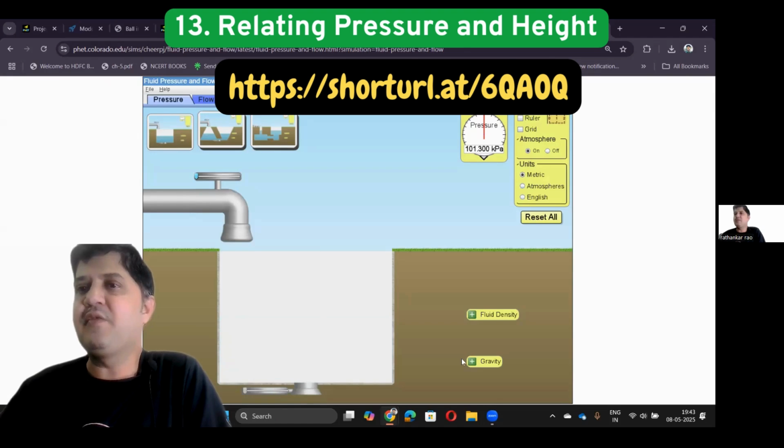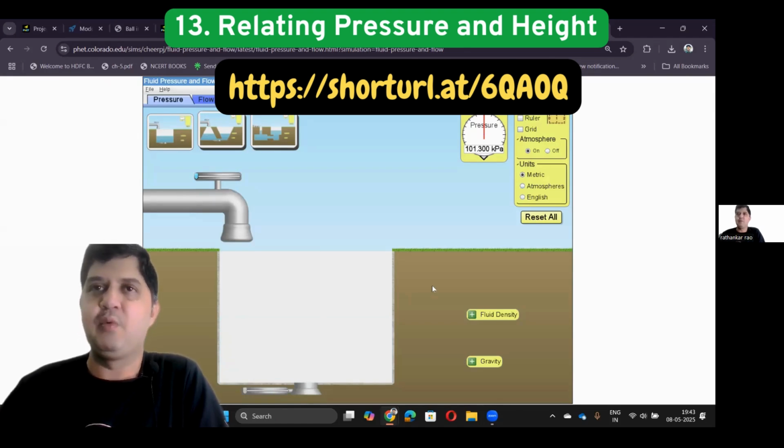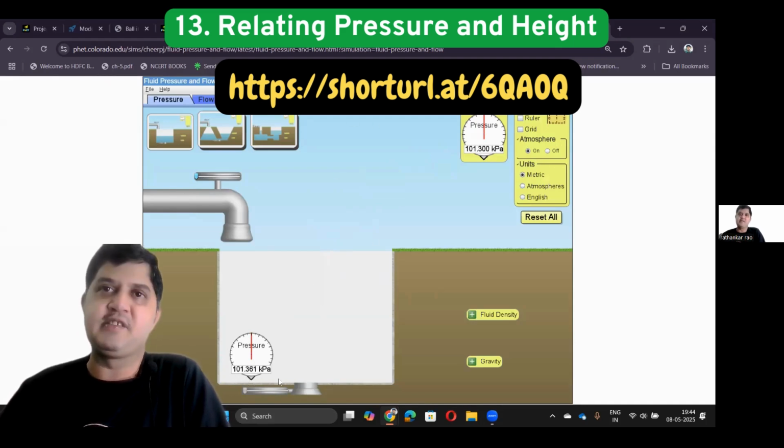Okay, you can change the value of gravity, fluid density, you can change whatever you want. I'm not going to change anything. You try it out yourselves. And then I'm going to fill this water. Before filling, let me find out what the pressure is. This is the pressure sensor. I'll keep it here, when it is not touching. If it touches, you won't get anything. If it is not touching, in air, because of atmospheric pressure, it is showing 101.3 kilopascals.